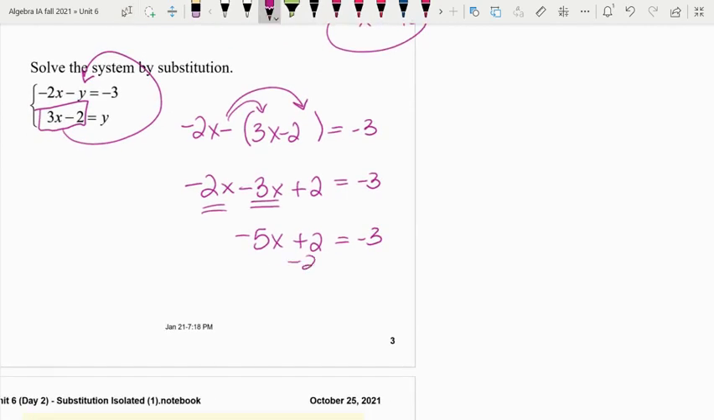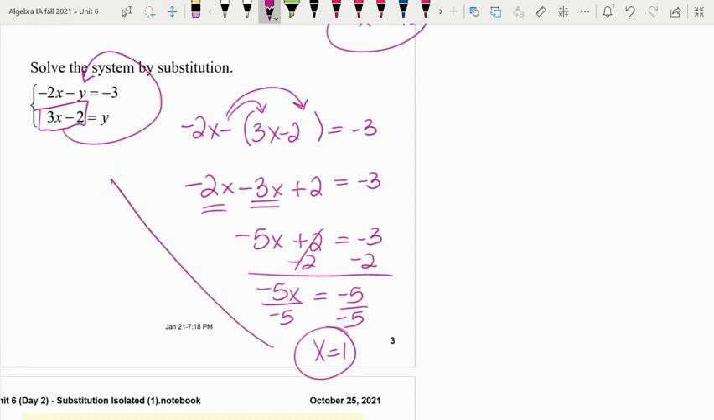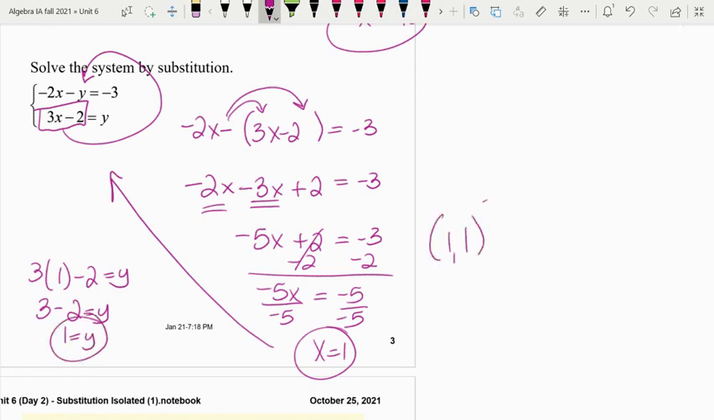Subtract 2 on both sides. So negative 5x equals negative 5. Divide by negative 5. So x equals 1. Go back to where I had that, what was y equals? So 3 times 1 minus 2 equals y. So 3 minus 2 equals y, so 1 equals y. So my solution is 1, 1.